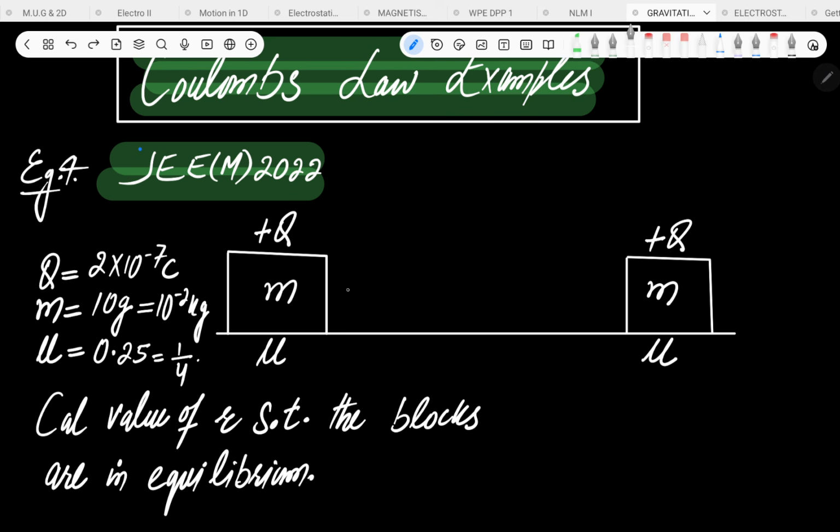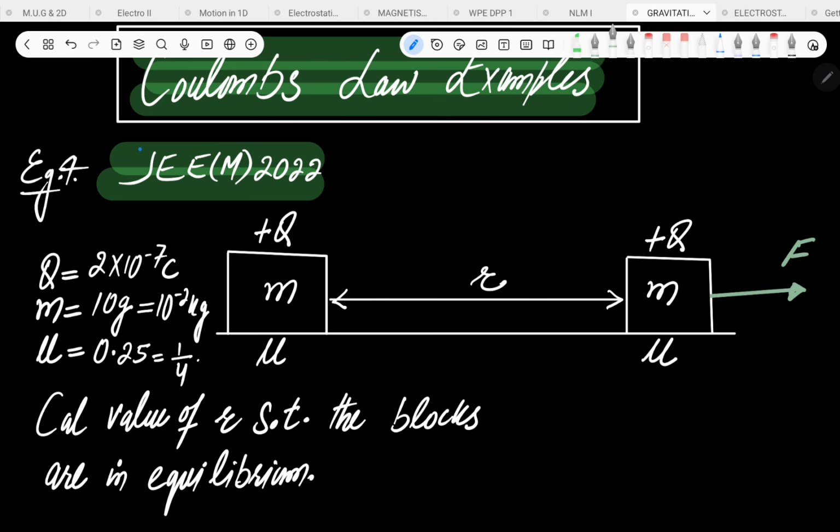Okay. And what about this R? This R is simply the separation between these two blocks. This is the R. Now let's focus on this one block. Now can you tell me how many forces are there on this block? Force number 1 will be obviously electrostatic, isn't it? And that will be repulsive. So I will show it like this. This will be the electrostatic force of repulsion, which is denoted by F.